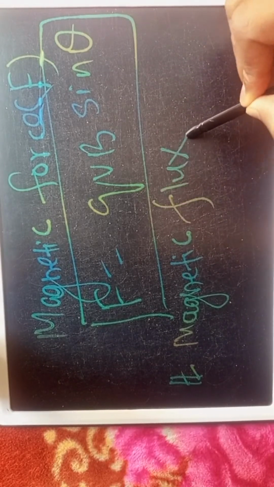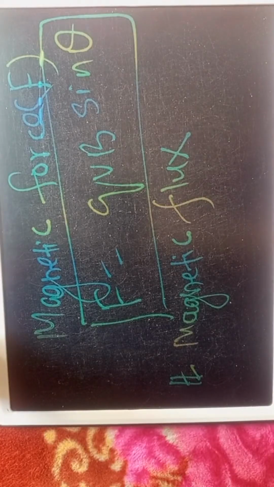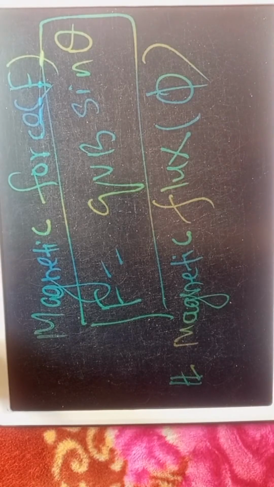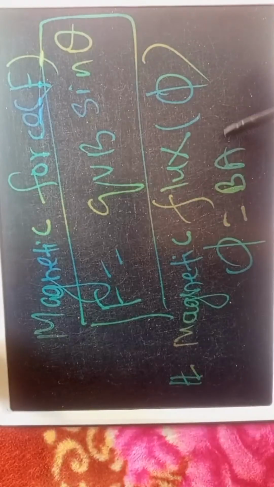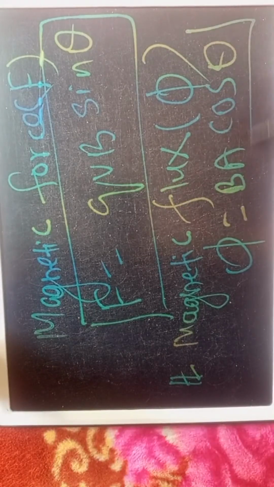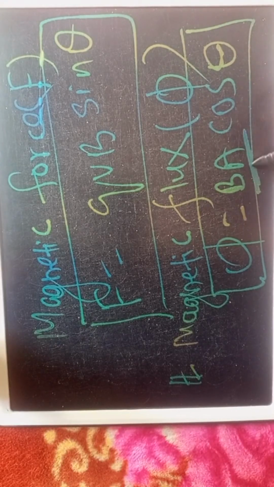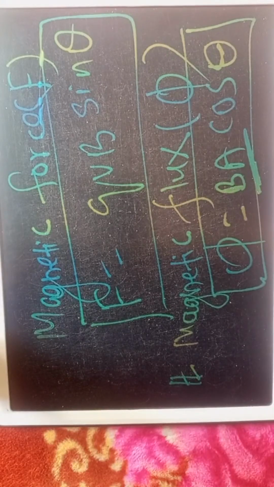Magnetic flux. This is very important for class 10 and 11 students for entrance preparation. Magnetic flux is equal to BA cos theta. The value of theta is already mentioned, and B and A are also given. You have to find the magnetic flux.